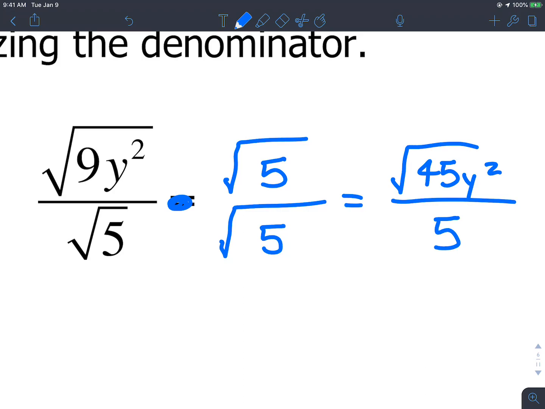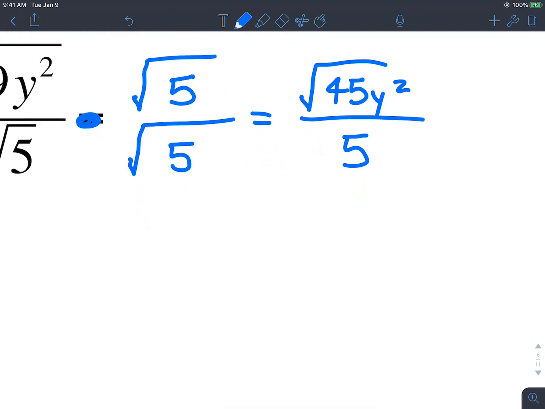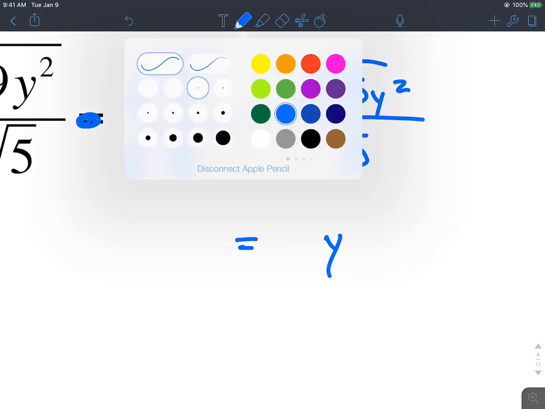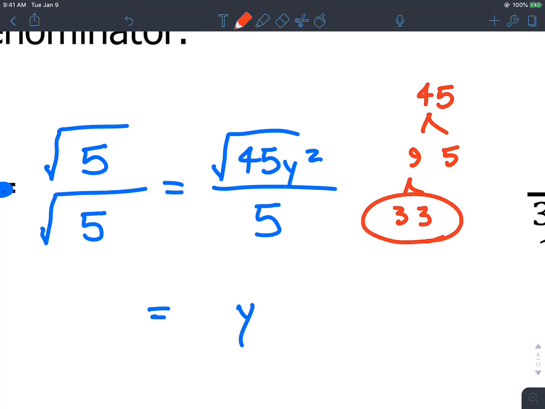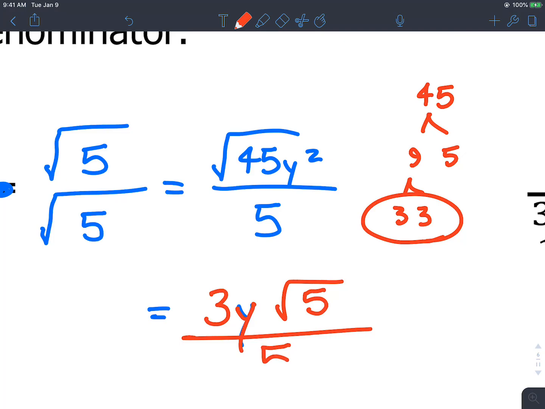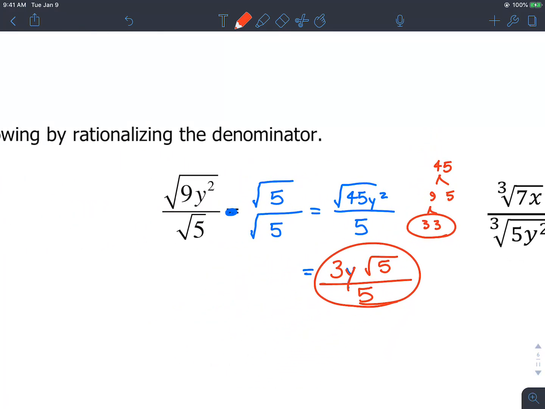Okay, and then from there, I think we can do the square root of all this stuff. We can at least do the square root of y squared, that'll be y. And then 45, we'll need to simplify 45 down. It'll be 9 and 5. 9 will be 3 and 3 right there. So this will become 3 outside of the radical, and then 5 inside the radical. So it's going to be 3y radical 5 over 5, and then that is simplified right there.